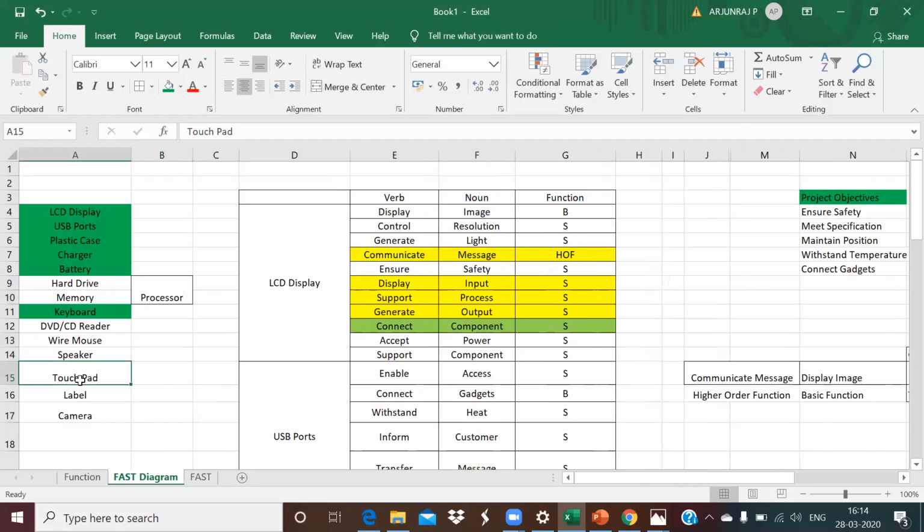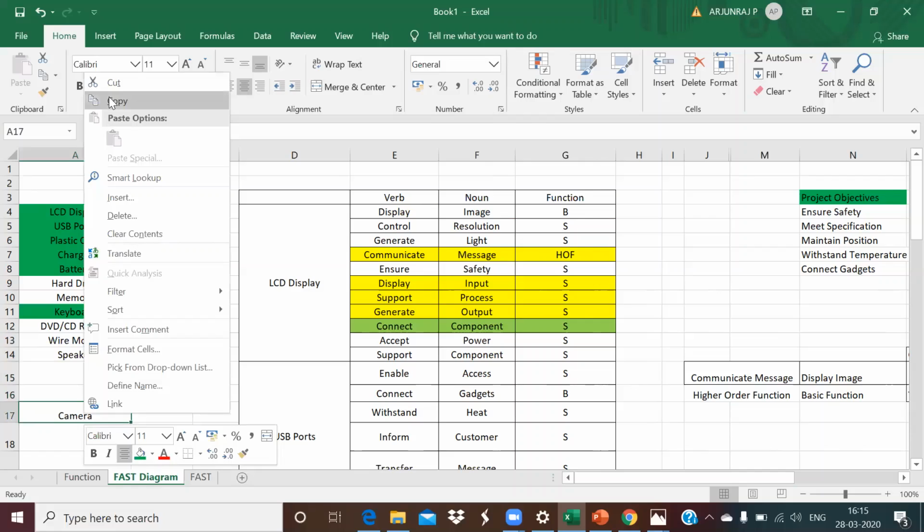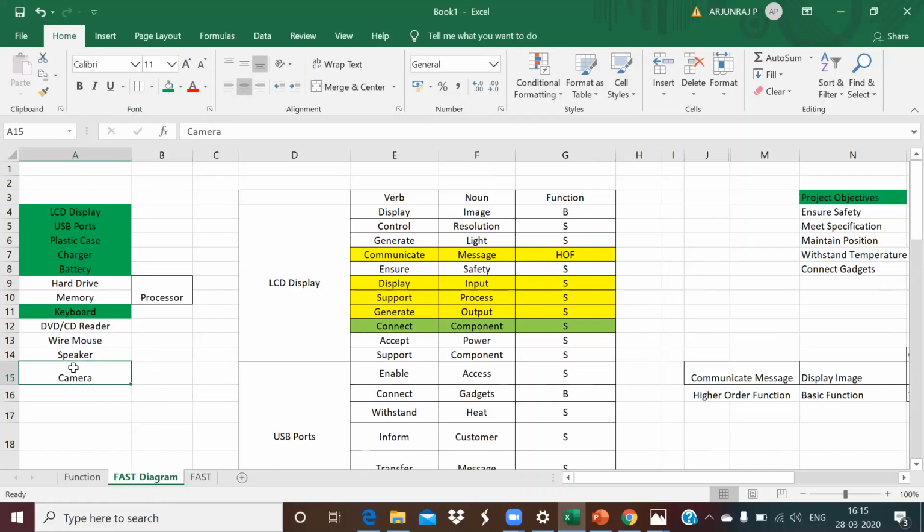The touchpad is also a part of the keyboard. Yeah, right, it's an input device. The label is also one. Camera is only one function. Okay, we can include speaker, camera. So we have completed this one also. Next, mouse is also required. Okay, mouse we'll also try to do. We'll do speaker, camera, and processor. So now processor, first we'll do it. Processor. Yeah.